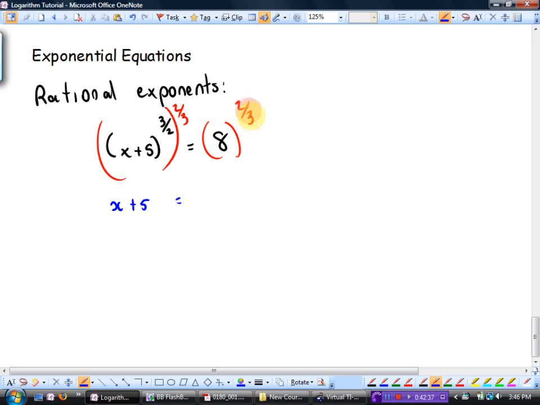Fraction exponents had an awful lot to do with roots. 8 to the 2/3 is the cube root of 8 squared. I gave my kids a little mantra or rhyme to remember. I taught my students flower power. Remember that little thing?